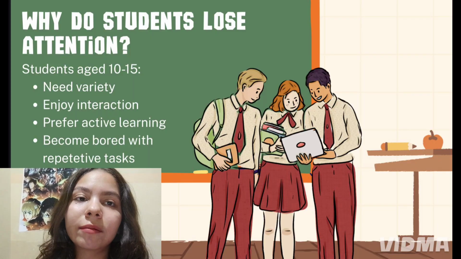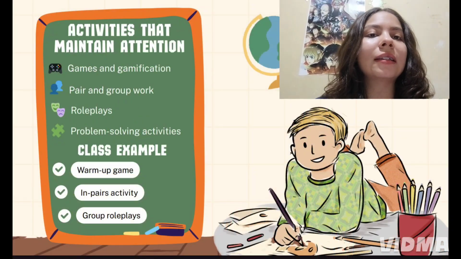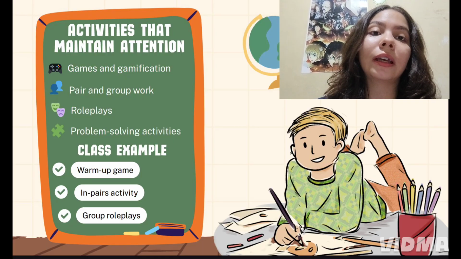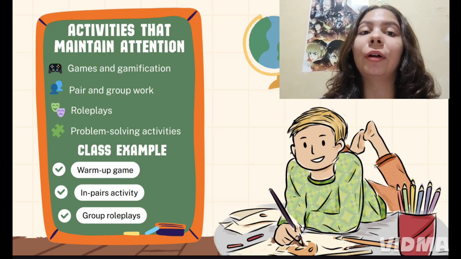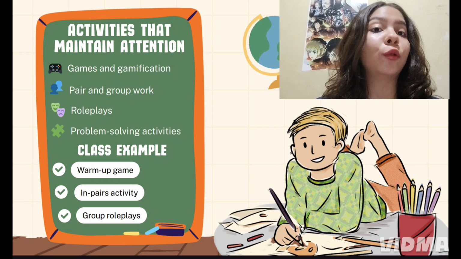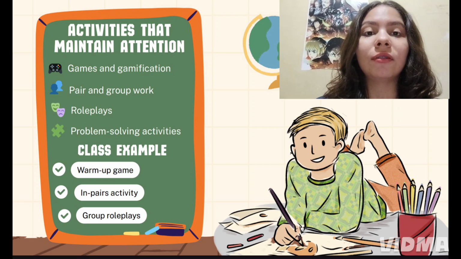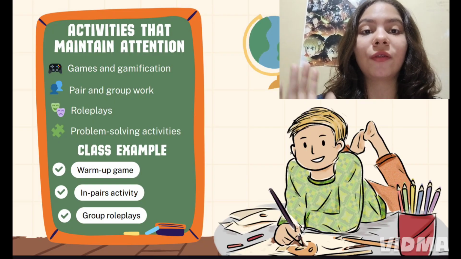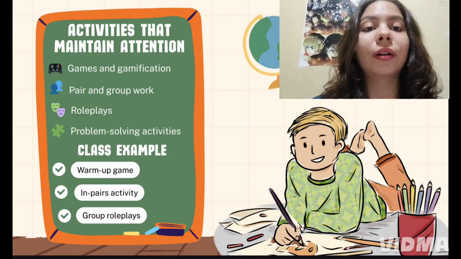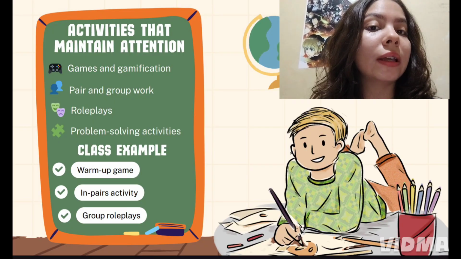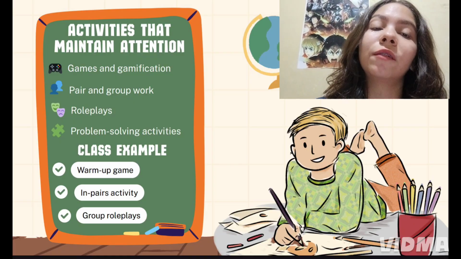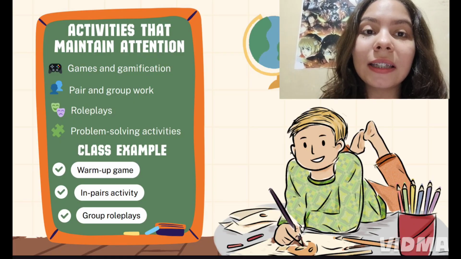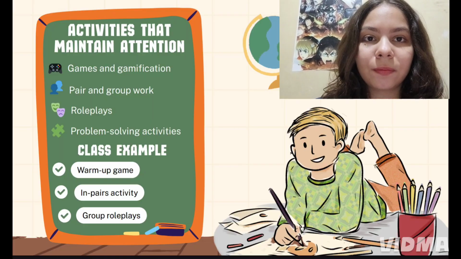So, what are these kinds of activities that maintain their attention? Well, among these we can mention gamification, pair and group work, role plays, and also problem-solving activities. Interactive activities help students remain engaged. Games and gamification increase motivation, pair work promotes communication, and role plays allow learners to practice language in meaningful situations. Variety is essential because changing activities helps maintain attention.